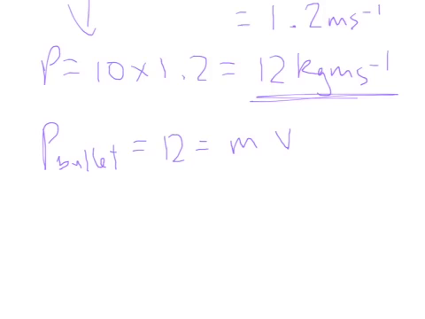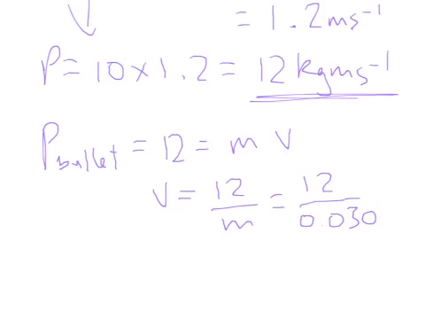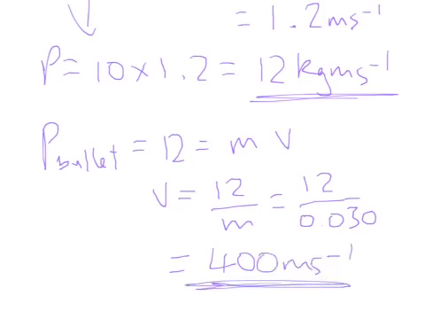So we can rearrange this to find the velocity. Let's see if we get something more reasonable. It should be 12 over 0.030, and we can already see this is going to work out well. Quick calculation, 400 meters per second, and that is much more reasonable. That means it covers the length of 4 rugby fields in 1 second, and that's in keeping with what we would understand the pace of a bullet to be.